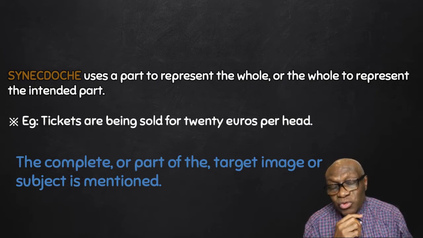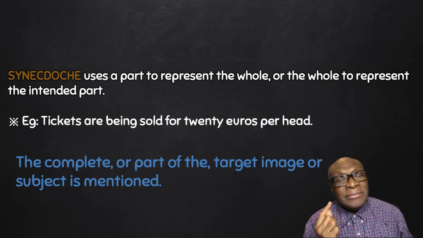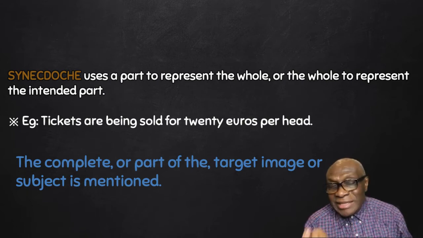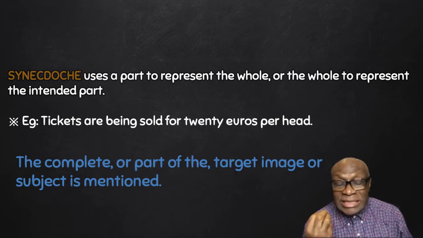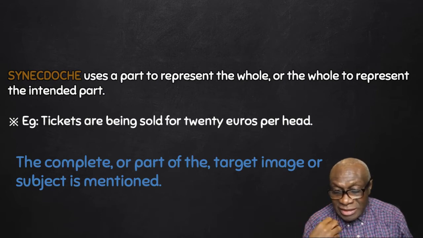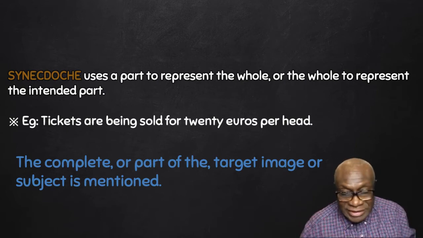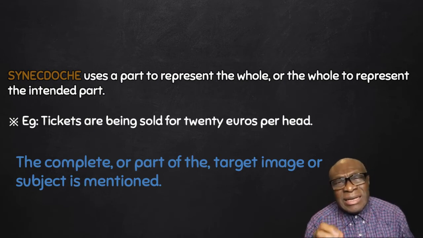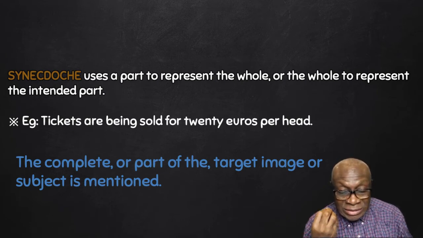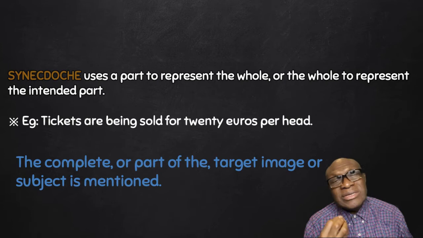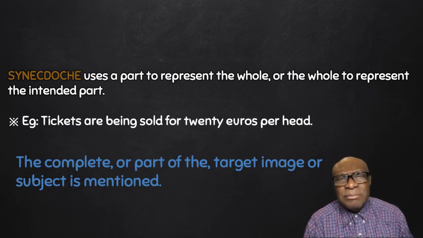Tickets are being sold for 20 euros per head. It's not the head which is going to buy the ticket, but it is the person that's going to buy the ticket. And instead of saying per person, Synecdoche says per head, choosing part to represent the whole. Why? That means the writer wants us to focus on the head, as if it's the head that is going to buy. Why is buying a ticket so important to the head instead of the whole body? Per person. Why the focus on the head?